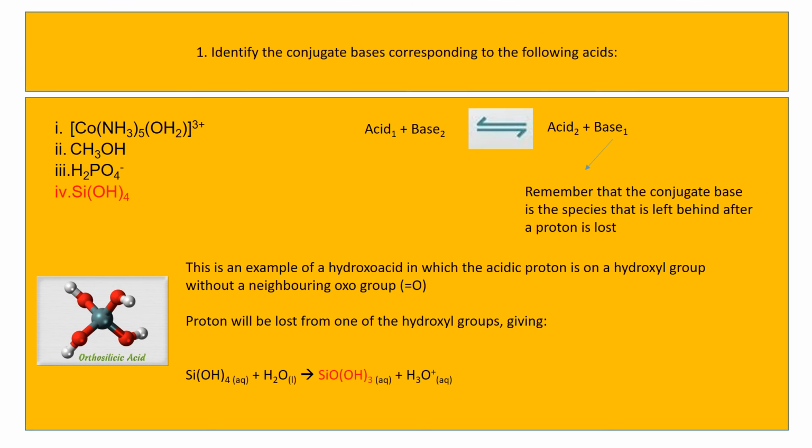This is an example of a hydroxoacid. So here our acidic proton is on a hydroxyl group, but we don't have a neighbouring oxo group. And here the proton is lost from one of those hydroxyl groups.